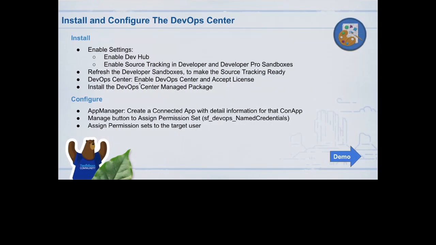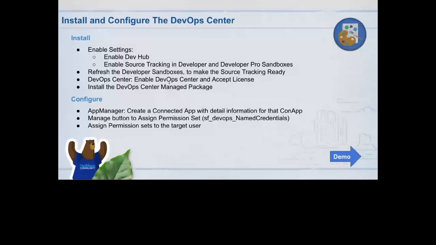So now it's time to install and configure the DevOps Center in our org. To install and configure the DevOps Center, we need to enable Dev Hub. We need to enable source tracking. Then after enabling source tracking, we need to refresh all of our sandboxes from the org to make their source tracking ready. Then we need to enable the DevOps Center and accept licenses. We'll do all of these steps in our actual environment.